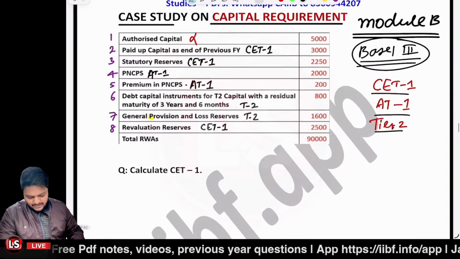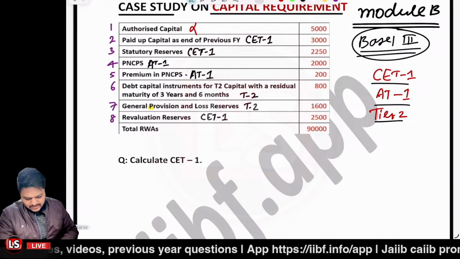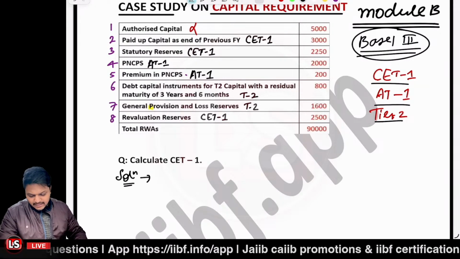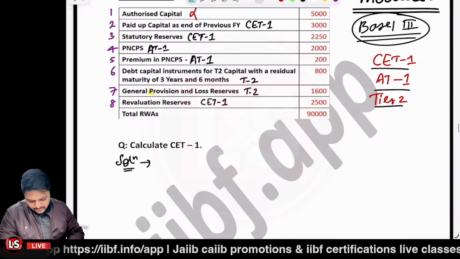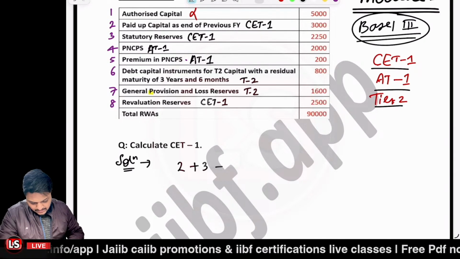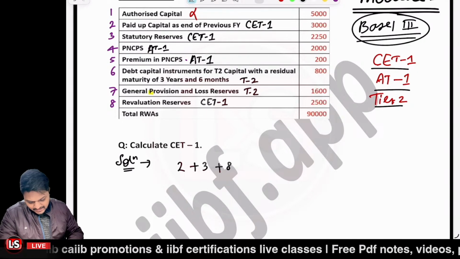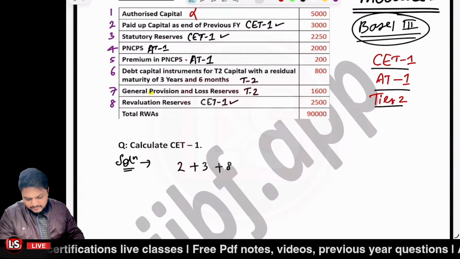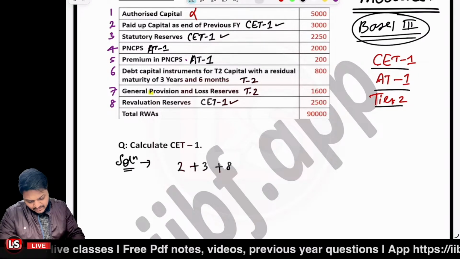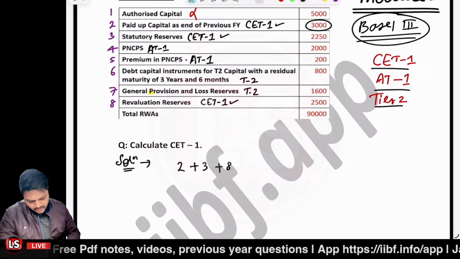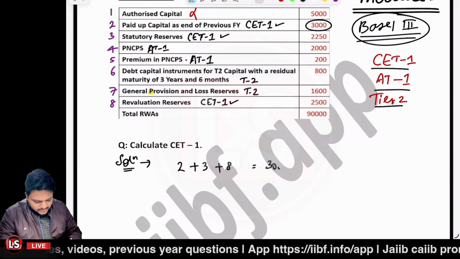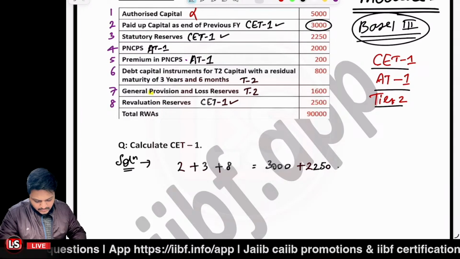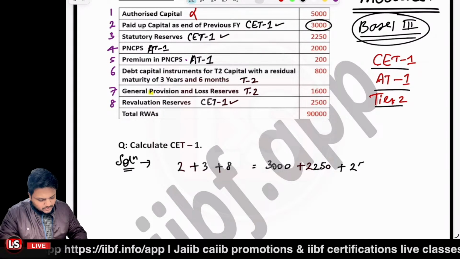The first point here says that we need to calculate the CET1, common equity tier 1 capital. So let's write down the terms here. It's related to 2 plus 3 plus 8. Is that clear? There are three components, 2 plus 3 plus 8. The second has the amount of 3000, all in crores. So it is 3000 plus 2250 plus 2500.